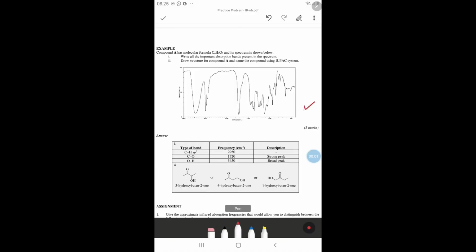Okay, for part 2, you are given a spectrum and you are given information on the molecular formula. The molecular formula now is C4H8O2. The question asks you to write all the important absorption bands present in the spectrum, and then draw the structure of A and give the IUPAC name of A.